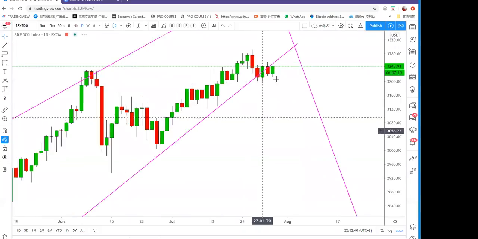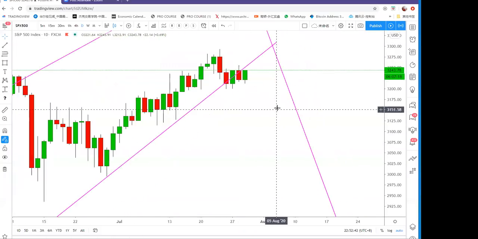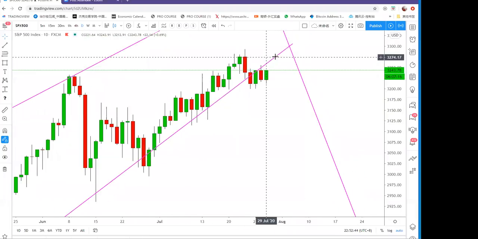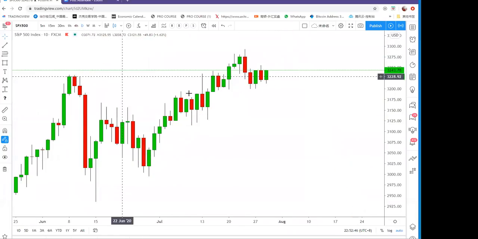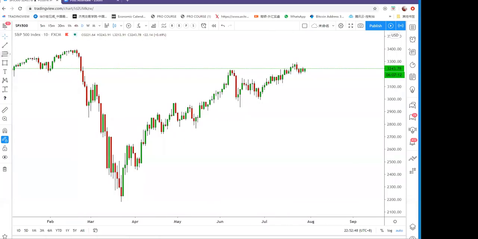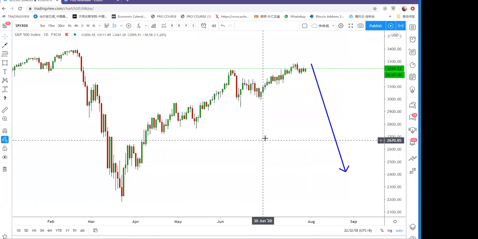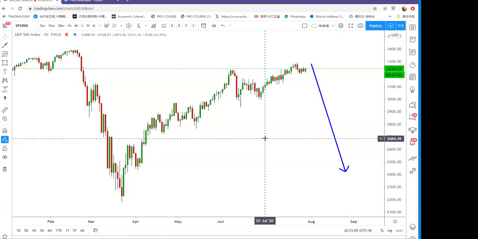For the S&P 500, I think we have to watch it closely, because now the situation is that Trump will try very hard to maintain the S&P's value, because the USA could not afford the fall of the S&P. That will make a new crisis, right?